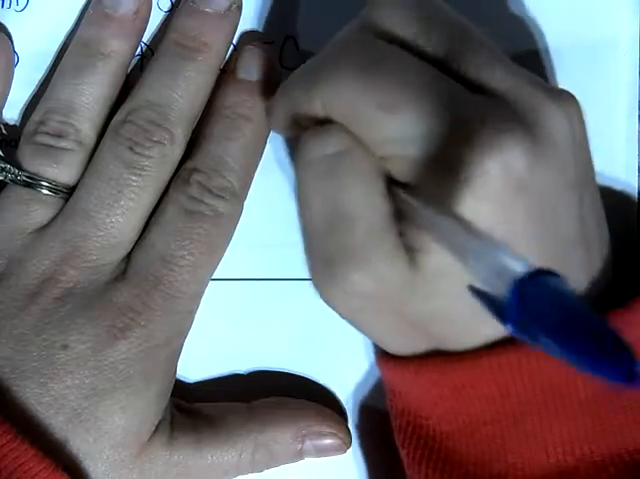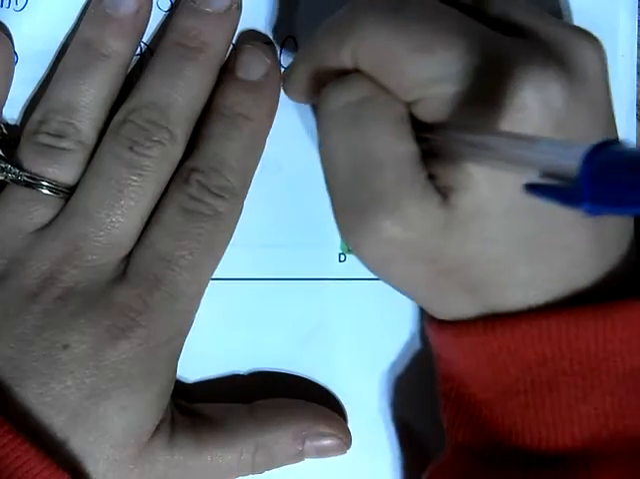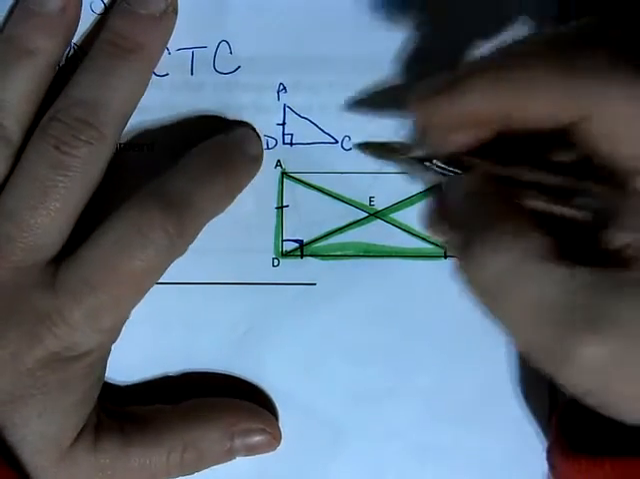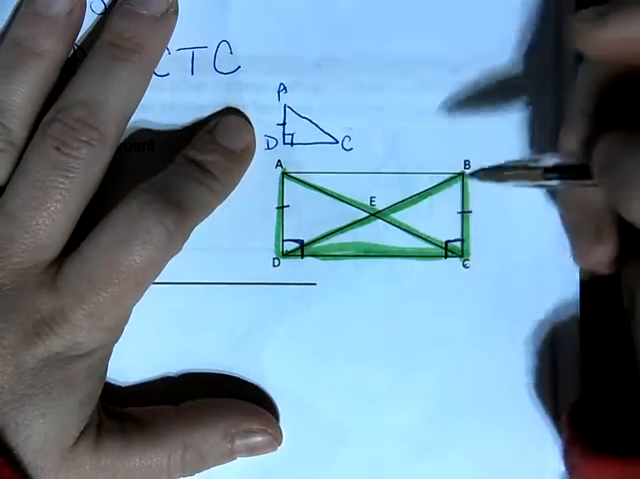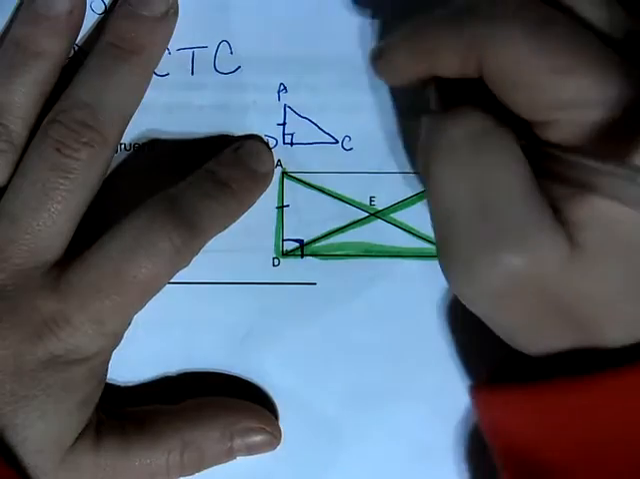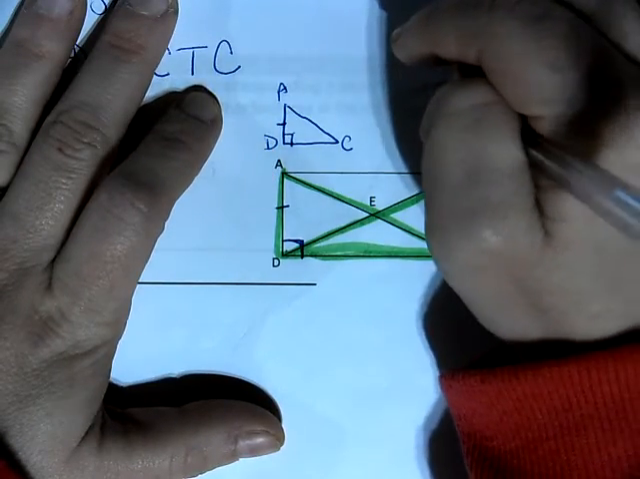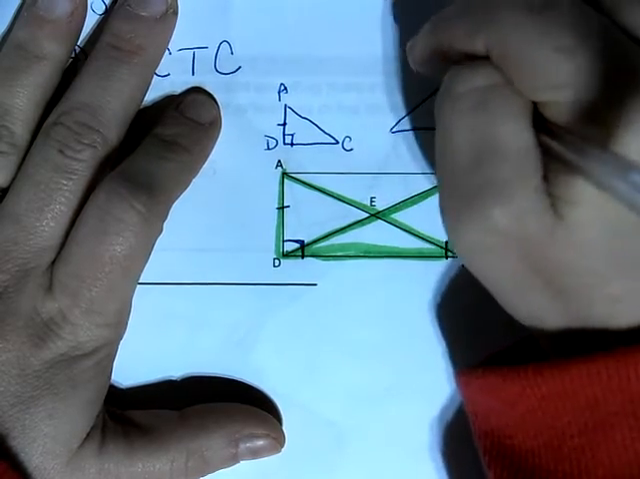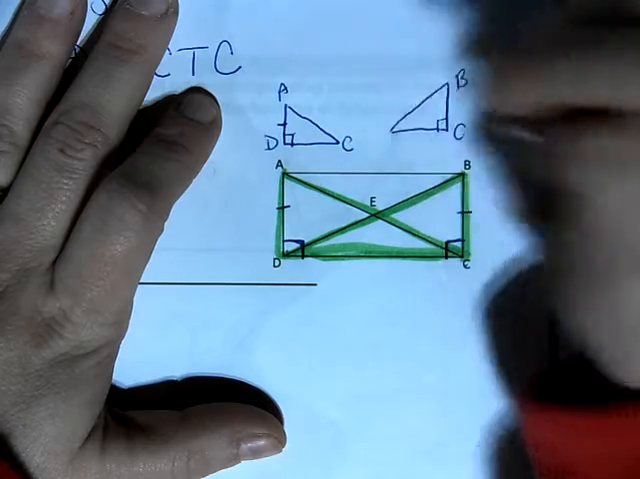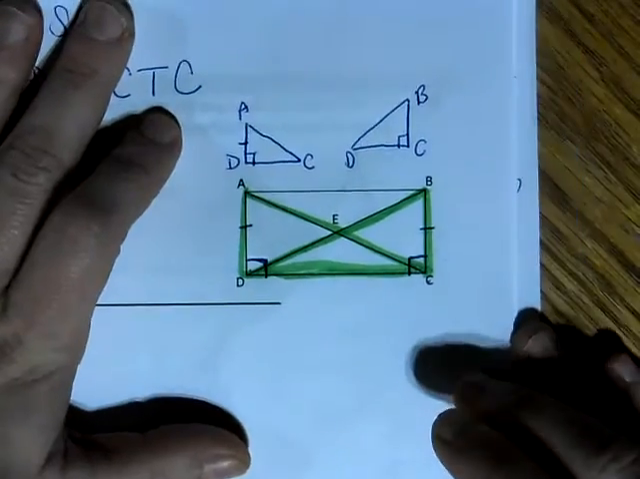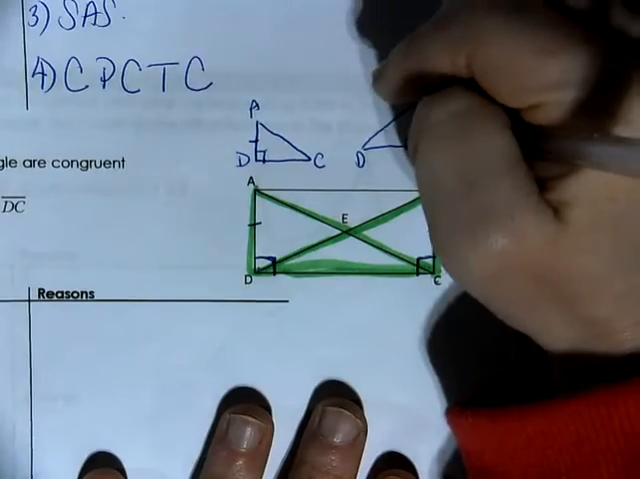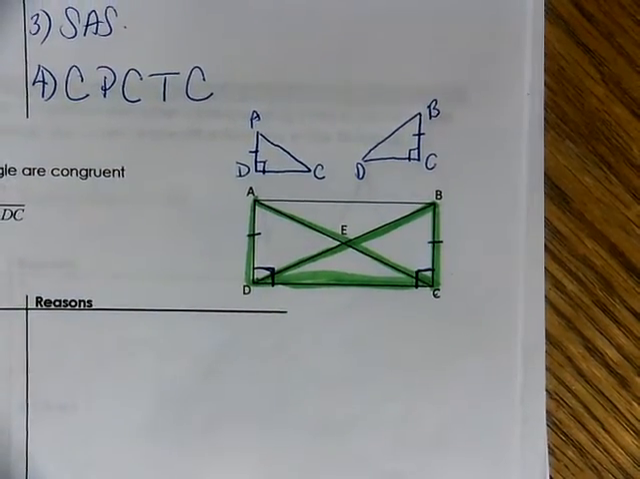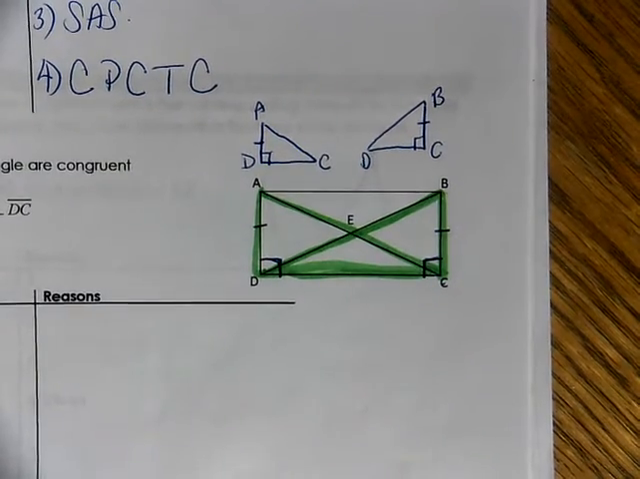I have A, D, and C, and based on my markings, I'm going to mark up what I currently have. AD has a tick mark, angle D has a 90-degree angle, and my other side, this is B, angle C has a right angle, and here is point D. BC has a tick mark as well. So now I need one more piece of information. What do these triangles share?